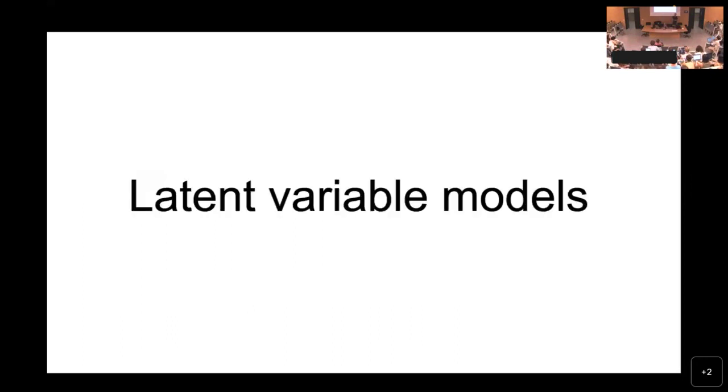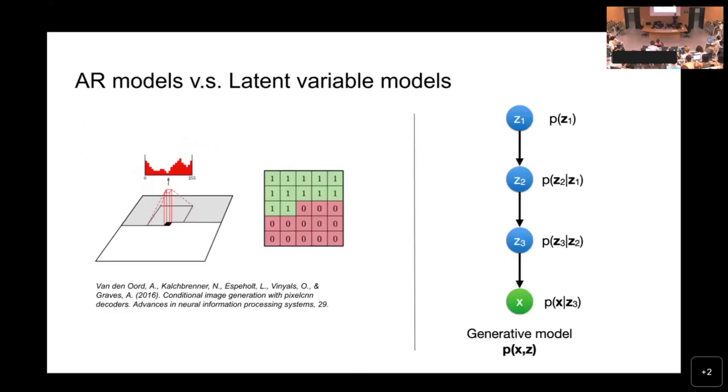So latent variable models. In an autoregressive model of the type that Noel discussed earlier, we have this property that all the random variables that we're predicting or generating, they're actually observed in the data. Whereas with a latent variable model, we're creating additional variables that we never observe, latent variables. And typically, they have a particular structure to them.